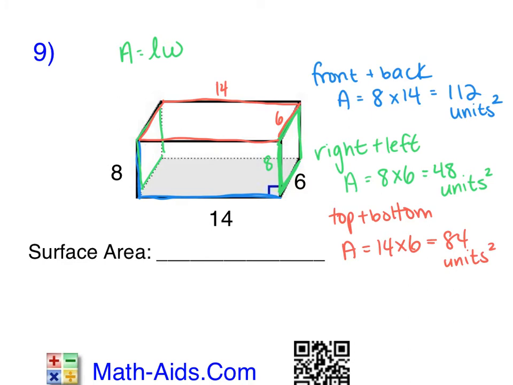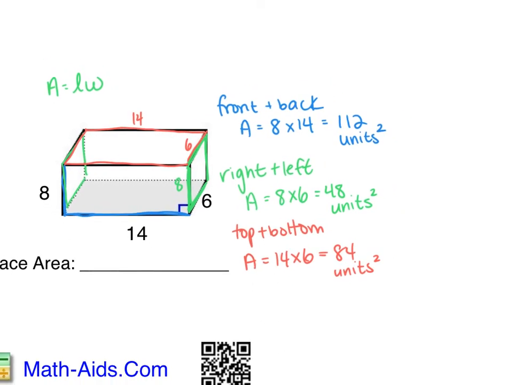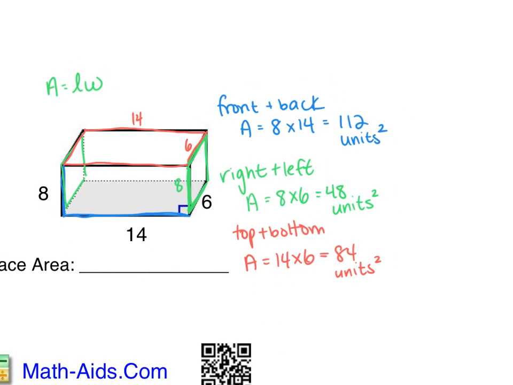Now, one thing we really have to be careful about here is that each of the faces that I just calculated is the area of one of those sides. So if I look here at my front and back, they are each 112 units squared. So I have to make sure I multiply it by 2, one for the front and one for the back. So together it will be 224. My right and left together will be 96. And my top and bottom together, times 2, is 168.